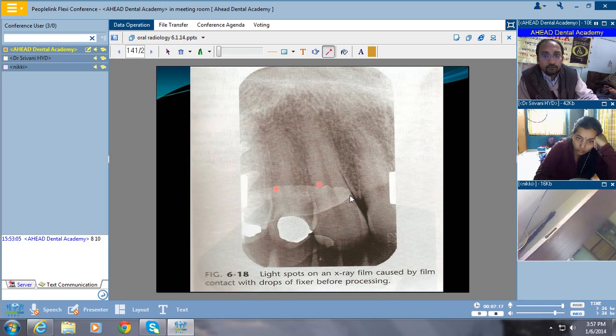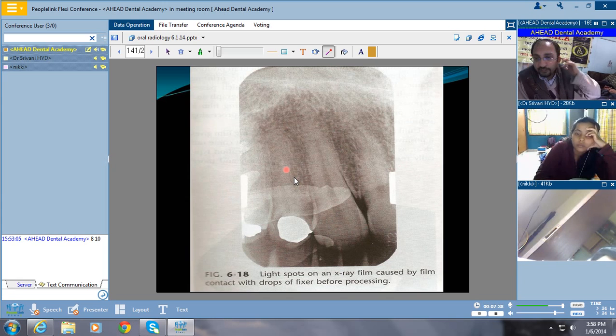Okay, and a dark spot would be completely opposite of it, in which you see a blackish area of radiolucency. So a light spot is generally caused by film that contacts with another fixer, and a dark spot comes in contact with a developer before processing. Is it clear till here?